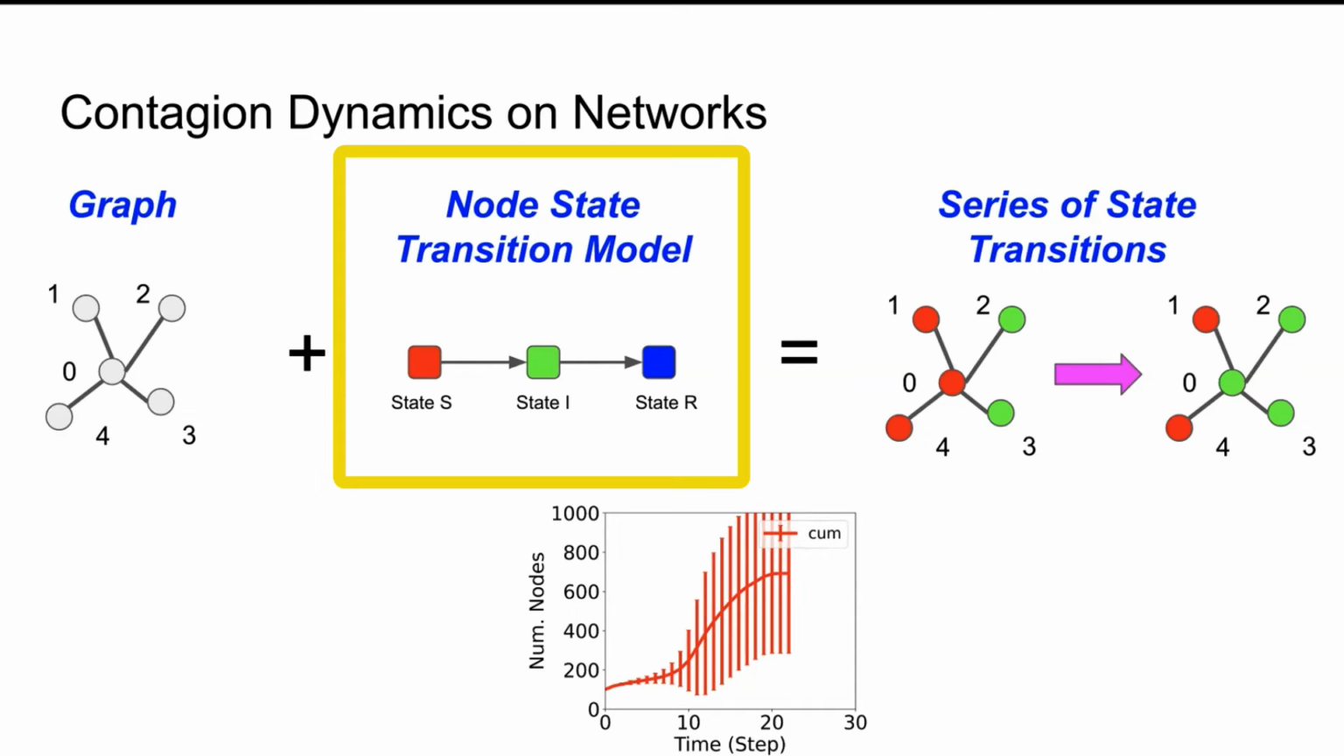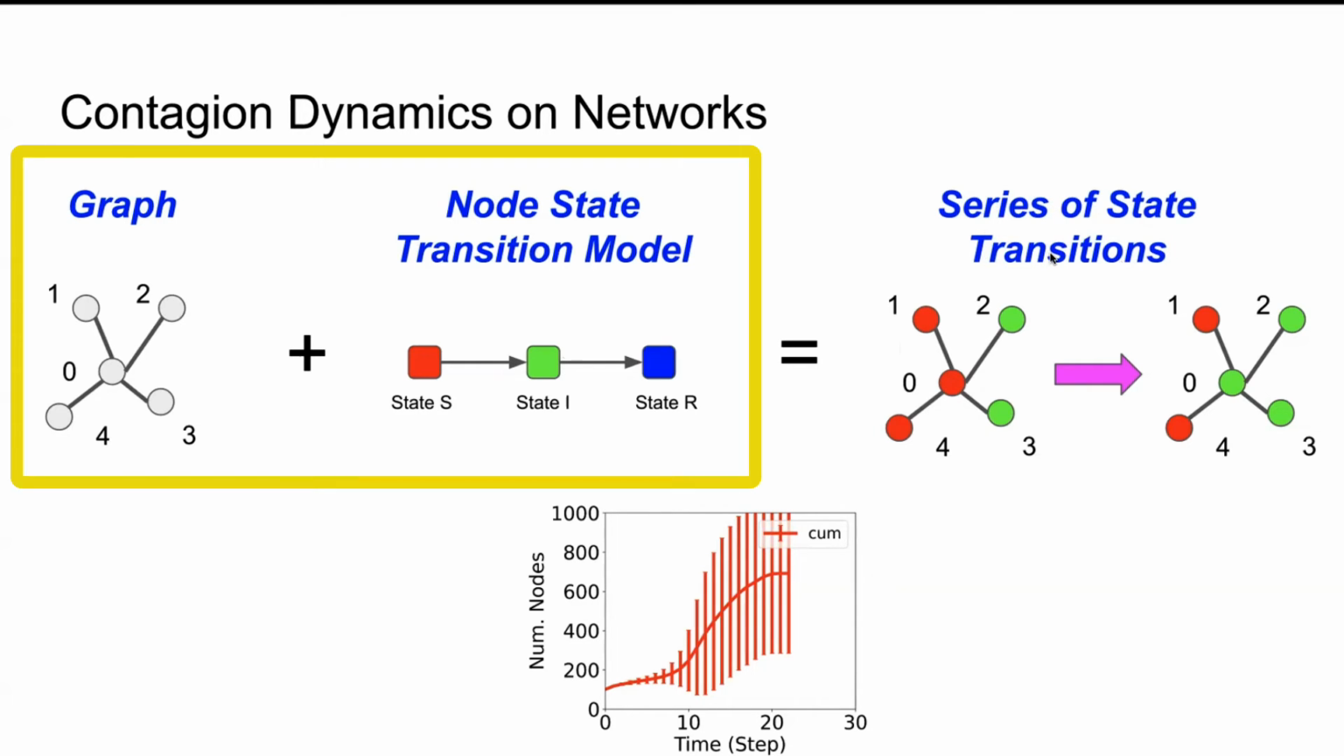But in fact, this epidemic model is used in all sorts of different domains, for example, the spread of computer viruses and the spread of social contagions like information. So it's a much more general model, used in a wider range of applications than just epidemics and disease spread. When we have these two elements combined, what we're after is computing a series of state transitions.